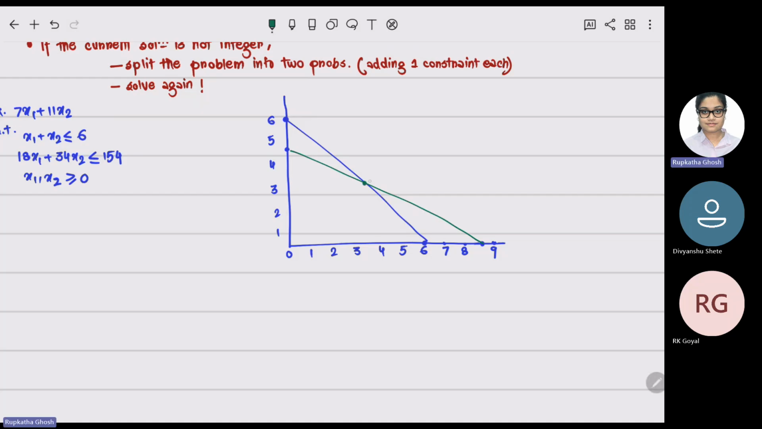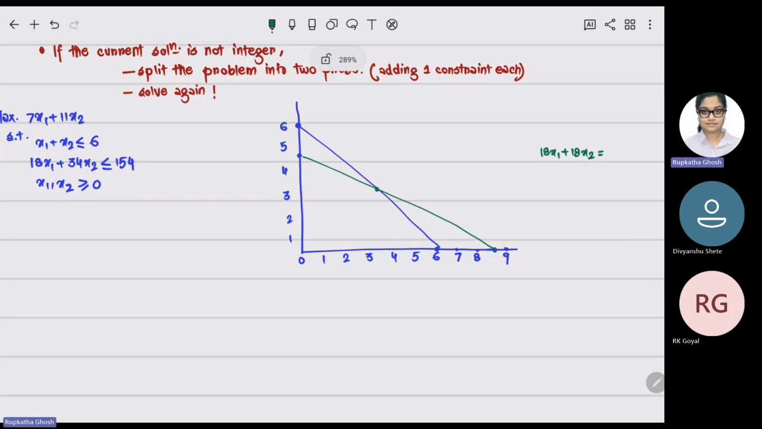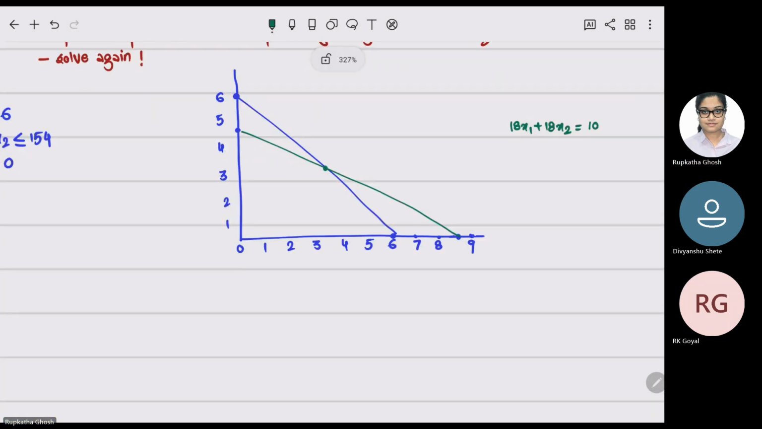So here you are getting an intersection, somewhere here. Actually, my bad. If you solve this, how much will you get? Let's see. You'll get 18x1 plus 18x2 is equal to 108, right? And 18x1 plus 34x2, you'll get 154.